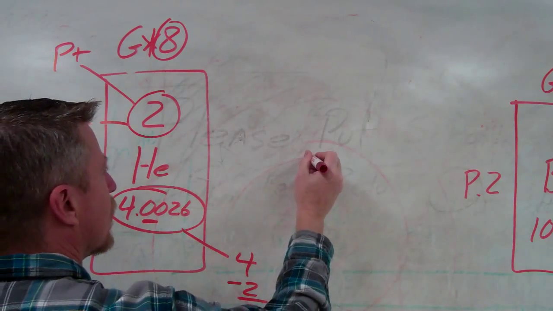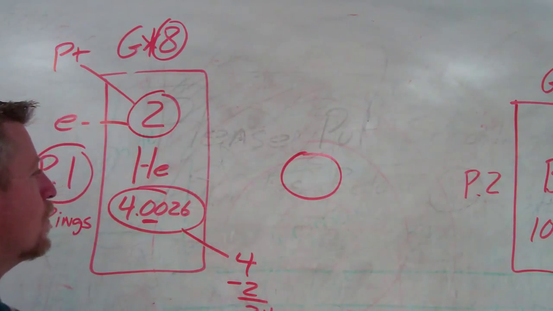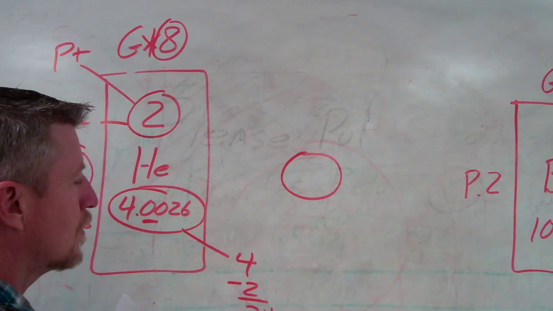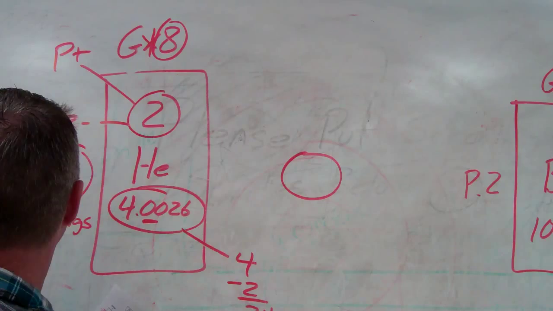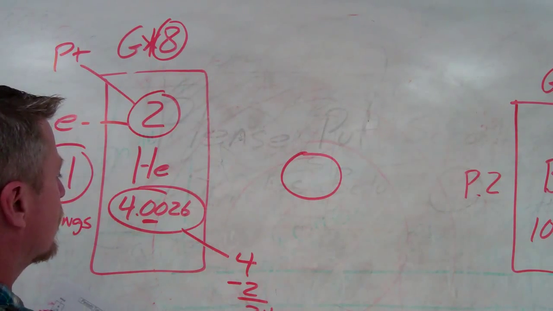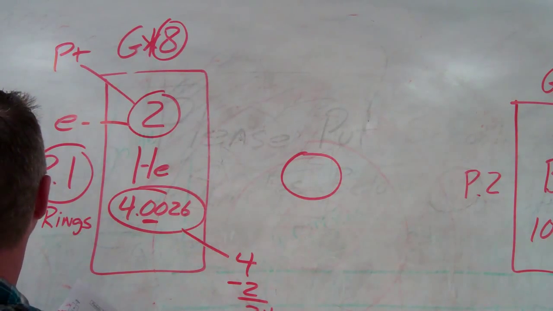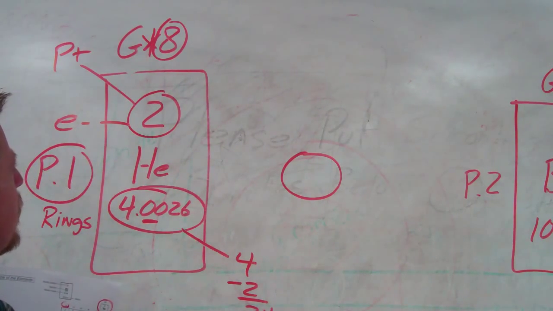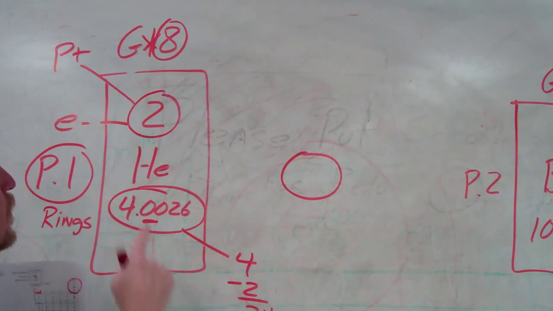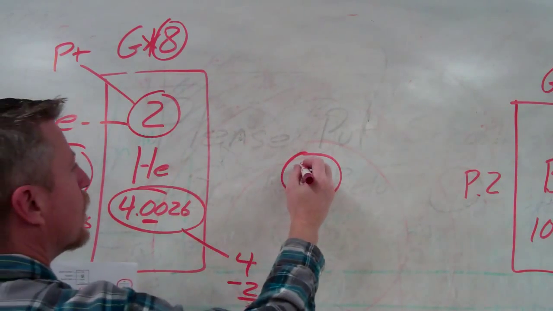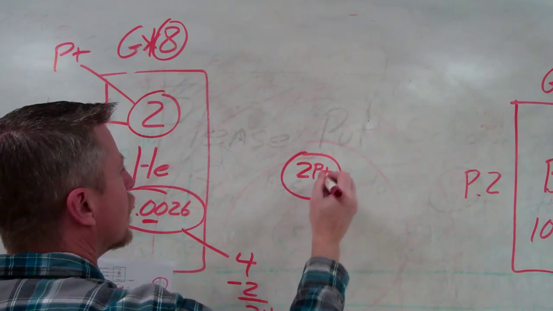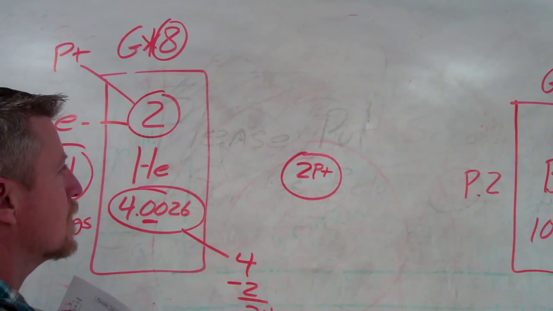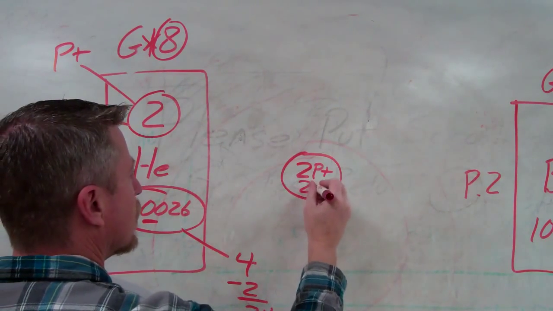So the first thing we're going to do is draw our nucleus. What goes in our nucleus? The 4 protons. Well, we don't have 4 protons on this one. How many protons do we have? 2. So we have 2 protons. And what else goes in the nucleus of an atom? What did we say was neutron? There we go. So 2 neutrons.